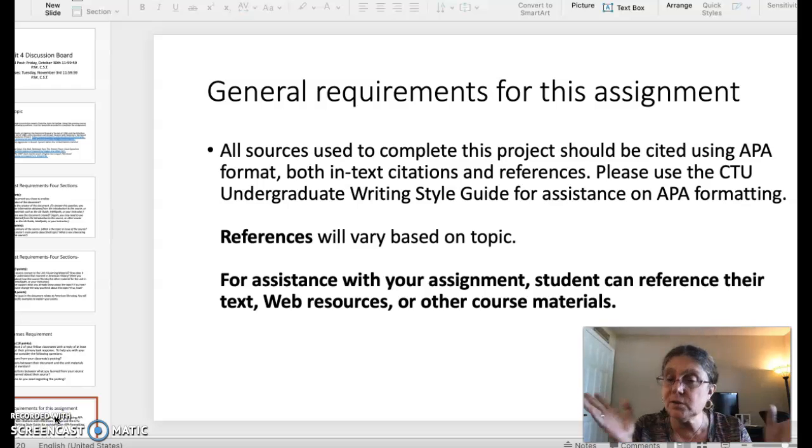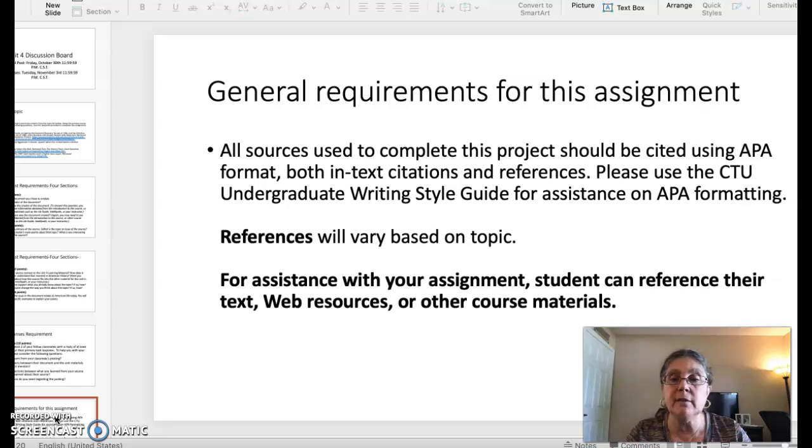All right, so all sources used to complete this project should be cited using APA format, both in-text citations and references. Please see the CTU Undergraduate Writing Style Guide for assistance. I have an announcement. One of my first announcements is how to access the CTU Undergraduate Writing Style Guides. It's phenomenal. Another phenomenal thing that you can use is the CTU Writing Center. And one of my first announcements in this class is explaining how to access that. They are wonderful too. And don't discount our library. Our library is amazing as well.